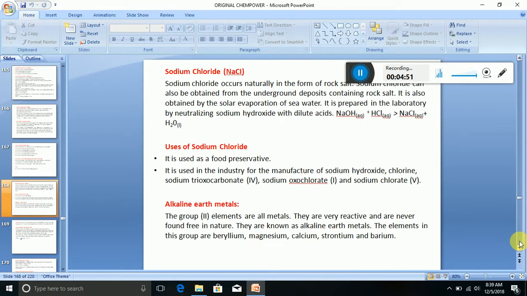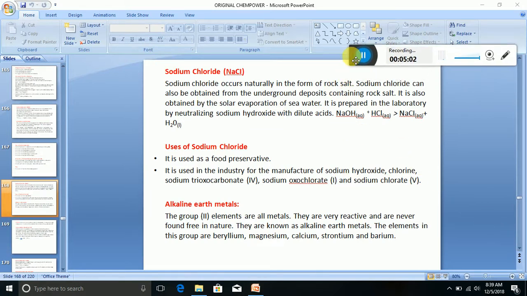Now let's look at another one, sodium chloride. Sodium chloride occurs naturally in the form of rock salt. Sodium chloride can also be obtained from the underground deposits containing rock salt. It is also obtained by the solar evaporation of seawater. It is prepared in the laboratory by neutralizing sodium hydroxide with dilute acids.